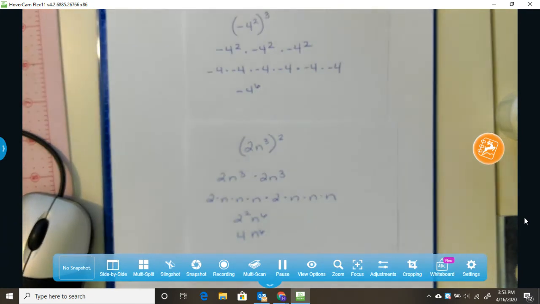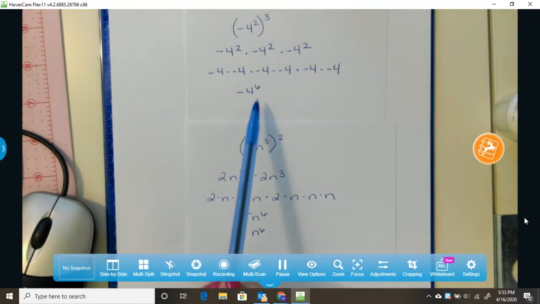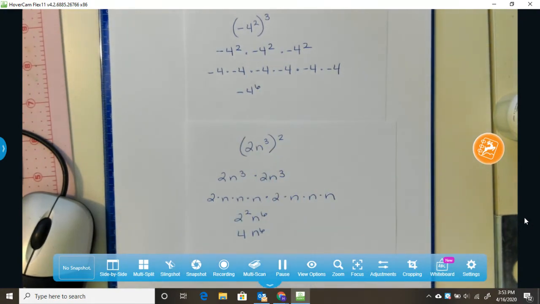What do you notice about what's happening to the exponents? When I was multiplying and they had the same base, I added. When I was dividing and they had the same base, I subtracted. But now we have these two examples where I have a power to a power. So how do I get from 2 and 3 to 6? And these are both the same. I know that I multiply.